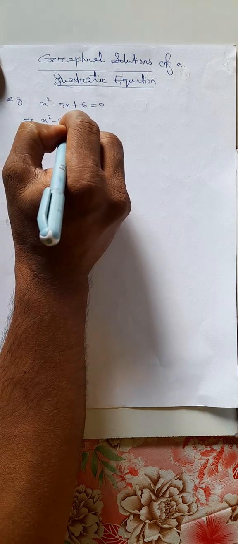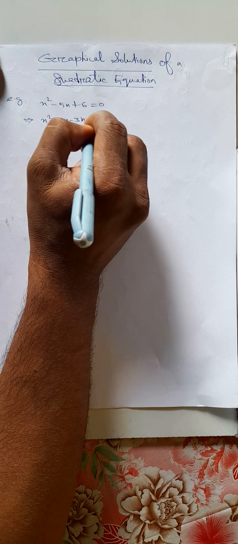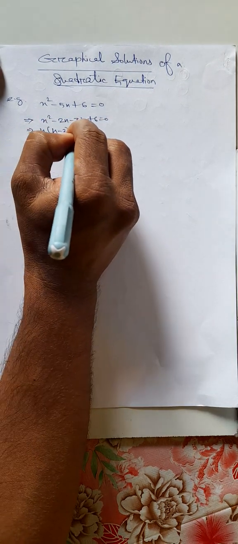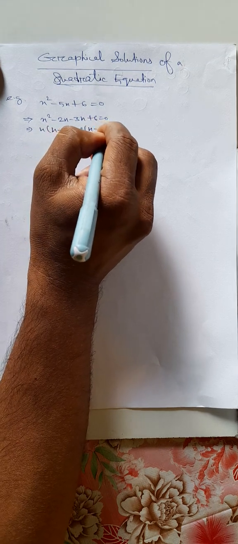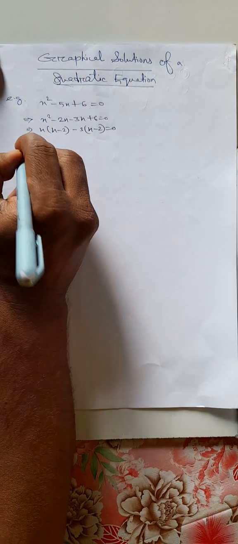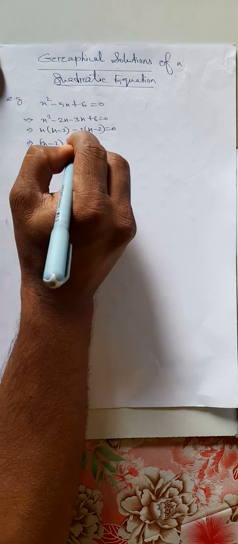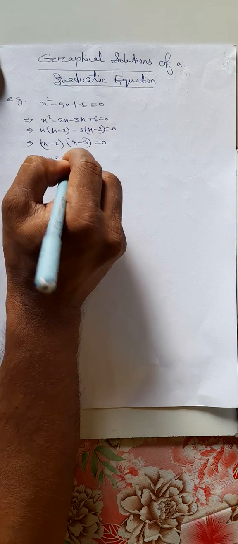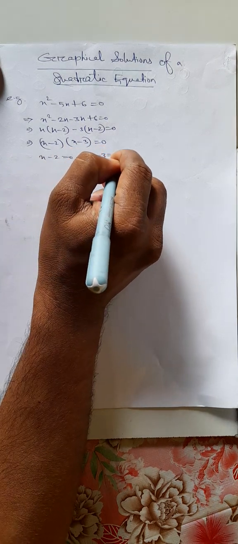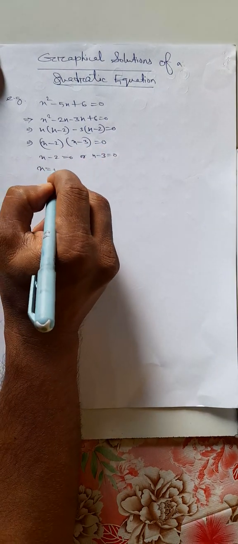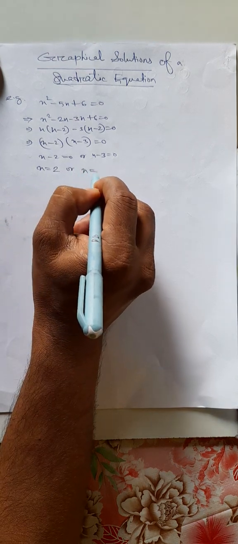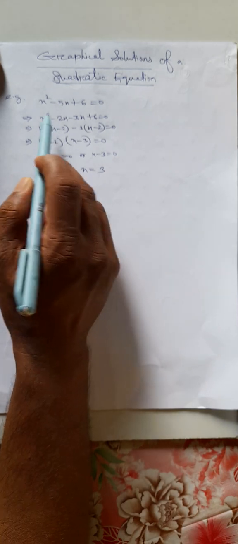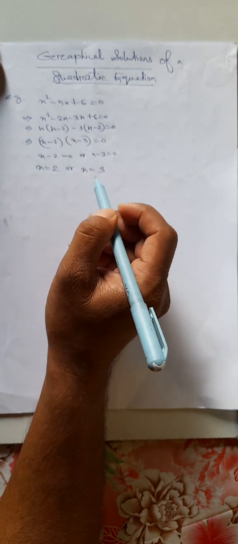x square minus 2x minus 3x plus 6 equal to 0. x into x minus 2 minus 3 into x minus 2 equal to 0. This implies x minus 2 into x minus 3 equal to 0, so x minus 2 equal to 0, or x minus 3 equal to 0. That means x equal to 2 or x equal to 3, right? So solutions of this equation are x equal to 2 or x equal to 3.